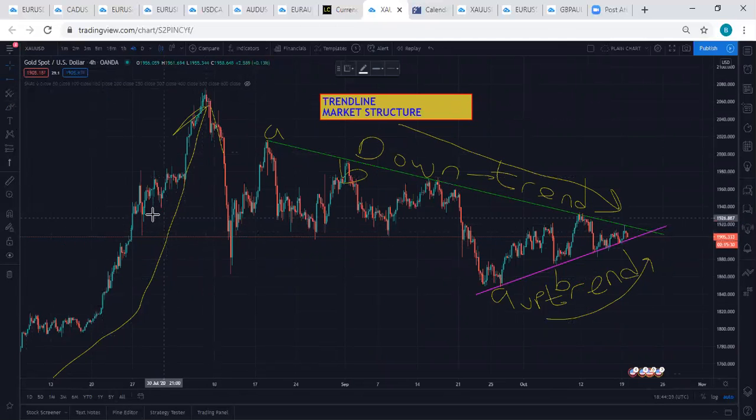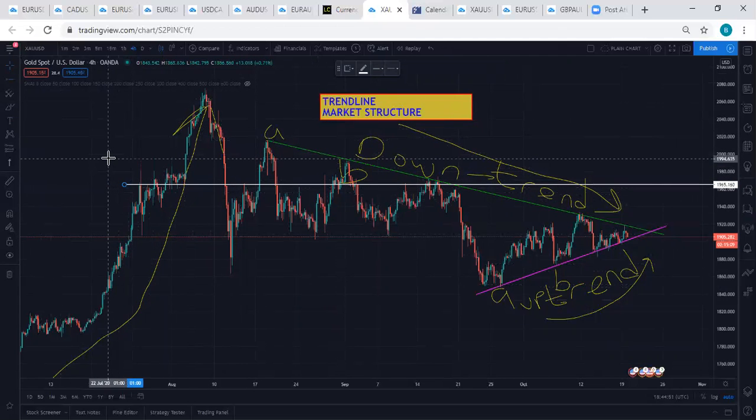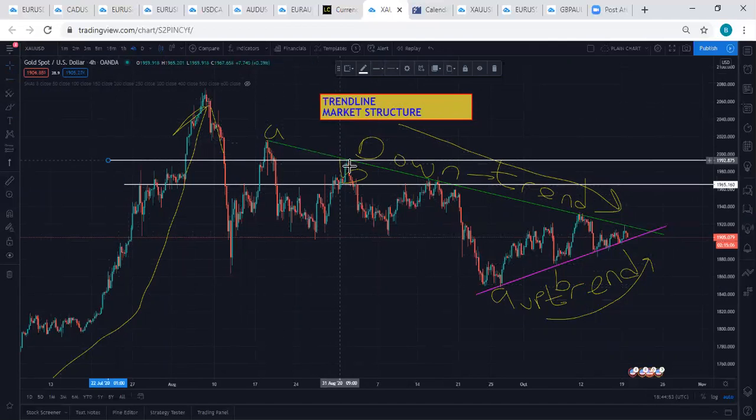I'll make my support white, and let me reduce the thickness, it's too thick. I'll make my support white and my resistance red. This is a resistance I'm drawing. Let me draw another resistance. Look at this beautiful thing. A resistance here is a resistance here. Do you see how it is a normal resistance and also a trend line resistance?